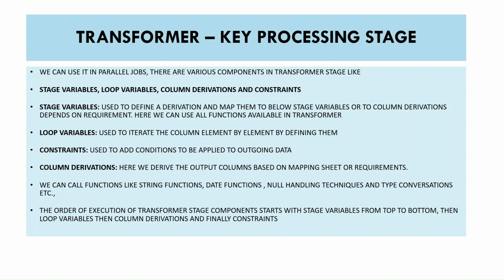And there is this order of execution. On the back end, the transformer first executes stage variables. Even while executing the stage variables, it follows top to bottom order. Then it goes for loop variables, and then it goes for constraints, and finally column derivations will be executed.